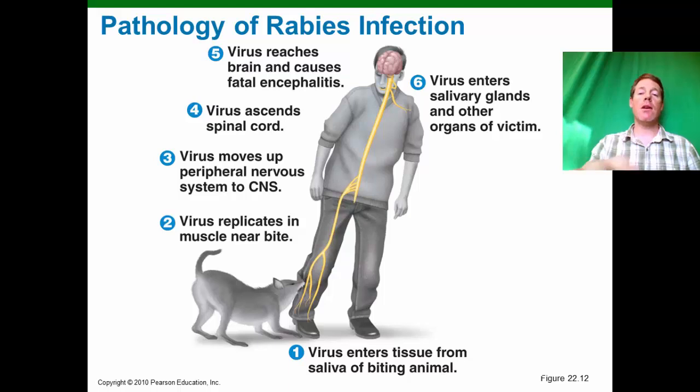Now, in the meantime, the virus is also entering the salivary glands and other organs. So 5 and 6 might be a little bit out of order here, because if this disease is to be transmitted, it needs to enter the salivary glands before the victim dies, so that the victim has a chance to bite and transmit the virus. Now, rabies is really a serious problem for humans if you let it get this far to where it gets to the brain. Rabies can be treated effectively if it's caught early.